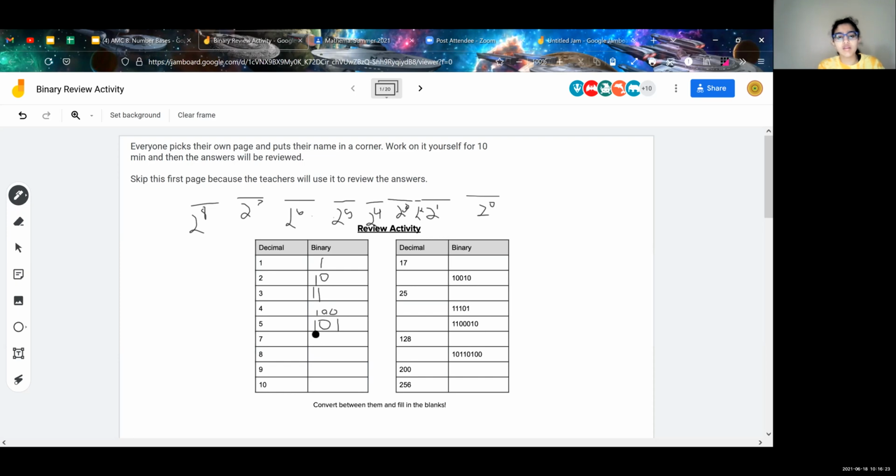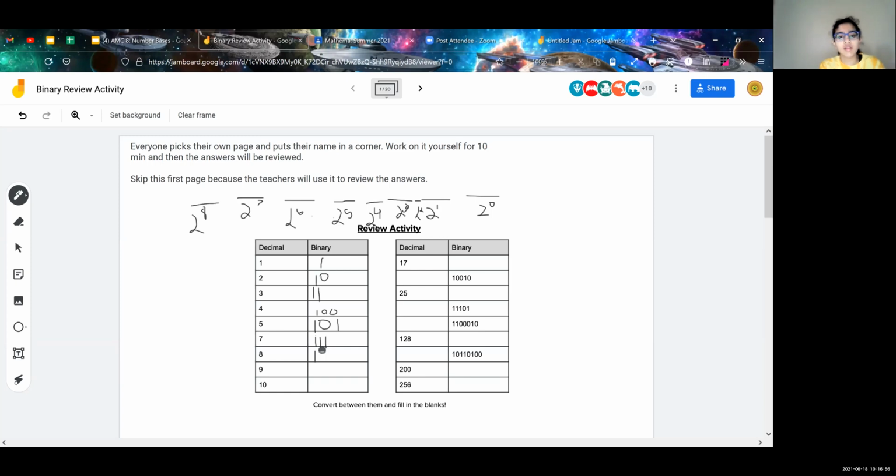Then for 7, the greatest power of 2 that fits into it is 2 to the power of 2, so we put a 1 there. And then 7 minus 4 is equal to 3. And then 2 to the power of 1 fits into that, so we have another 1. And then we have 1 remaining, so we put a 1 in the 2 to the power of 0's place. Then 8, the greatest power of 2 that fits into that is 2 to the power of 3.